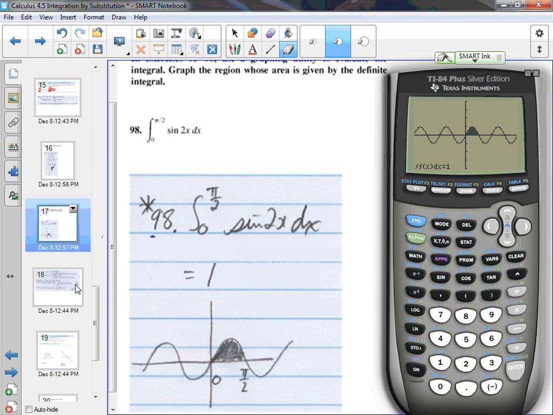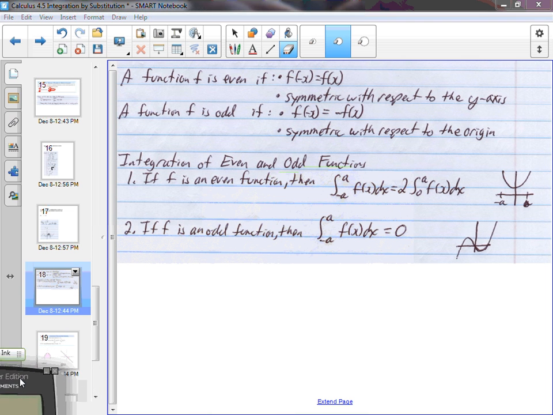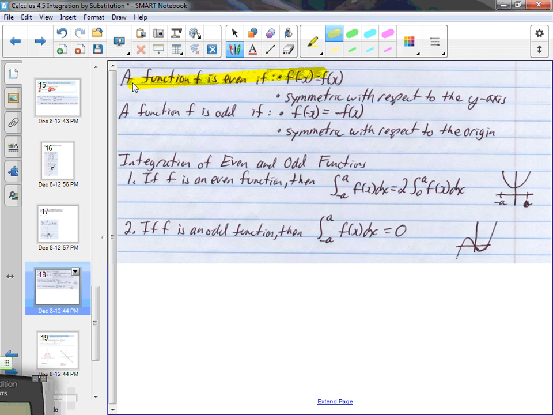All right, now, we've already talked about even and odd before. If a function is even, and the definition of even is that f of negative x is the same thing as f of x, that's symmetric with respect to the y-axis. And if it is even, then to integrate it, since there's the exact same region to the left side of the y-axis as there is to the right side of the y-axis, instead of finding the definite integral from negative a to a, we can find the integral from 0 to a and multiply it by 2.